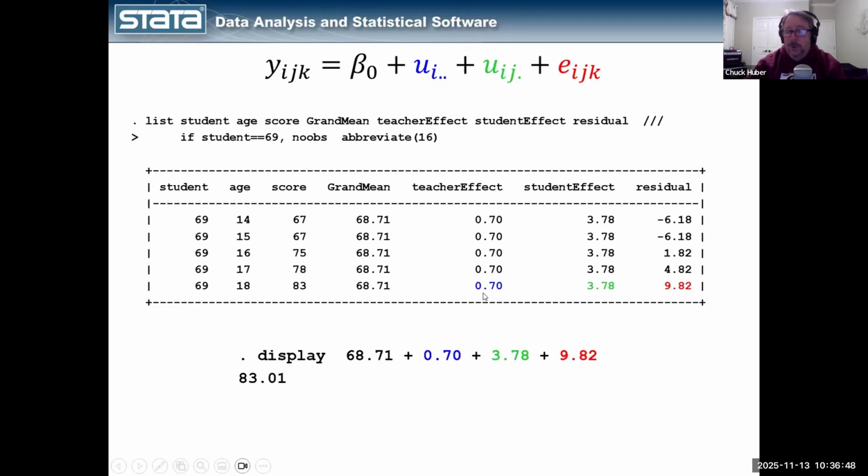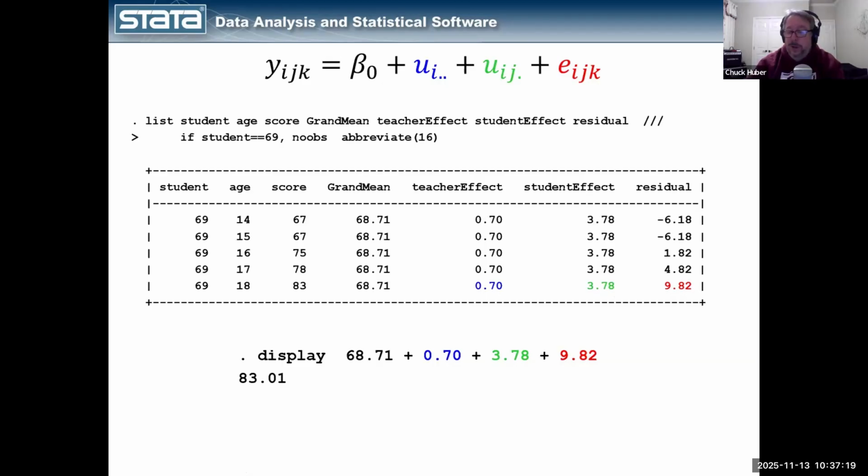Okay, so for teacher three, every student in teacher three's classroom gets a 0.7 bonus point for being in teacher three's classroom for whatever reason, teacher experience, better teaching methods, or whatever. And then we have the student effect, which in this case is 3.78. So student 69 is getting 3.78 bonus points for being student 69. For whatever reason, they tend to do, on average, a little better than their peers within that particular teacher's classroom.